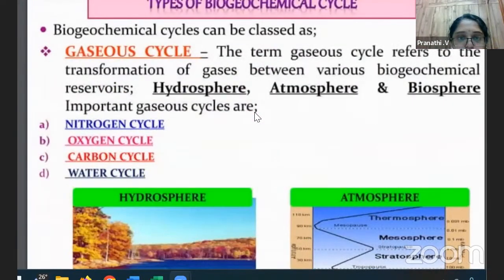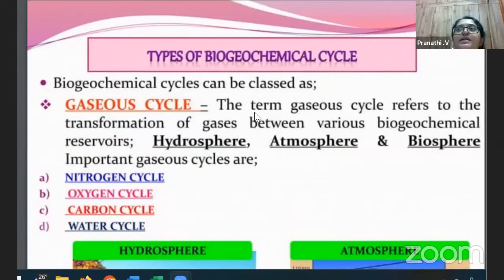And what are the different types of biogeochemical cycles that are present? They are the nitrogen cycle, carbon cycle, oxygen cycle, and water cycle.